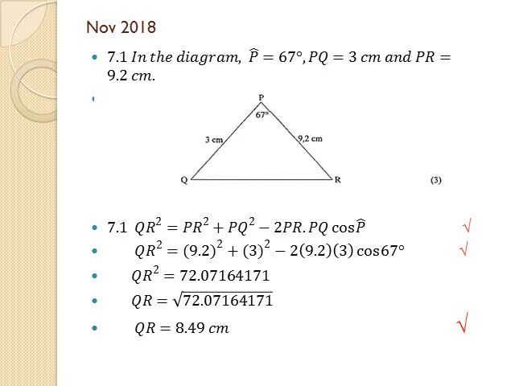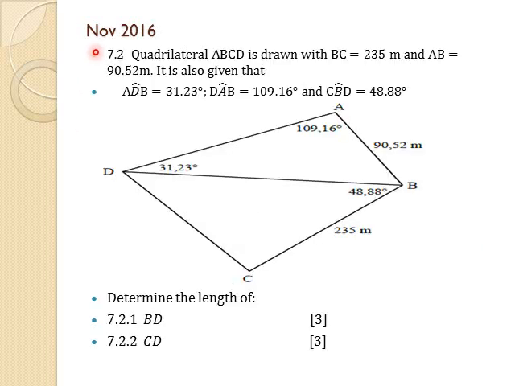Look at November 2016. So November 2016 is the standard of how we will give you problems in grade 11. Generally 2 triangles combined, sometimes 3. So quadrilateral ABCD is drawn with BC equal to 35, AB being 90,52.